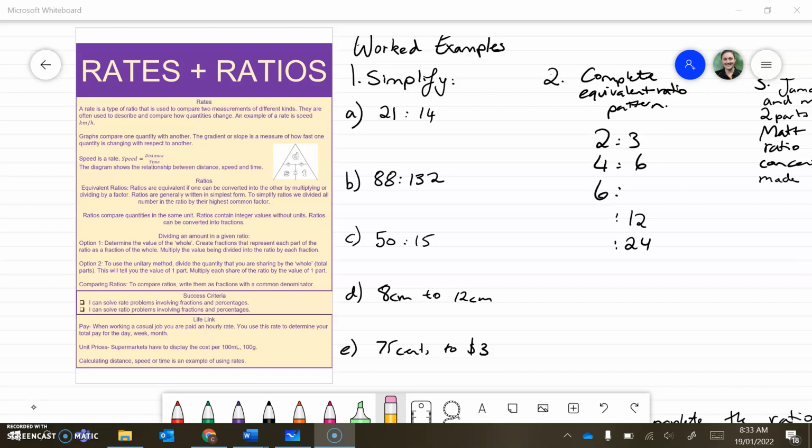The diagram in this image shows the relationship between distance, speed, and time. So to calculate speed, you do distance divided by time. To calculate time, you do distance divided by speed. And to calculate distance, you do speed times time.